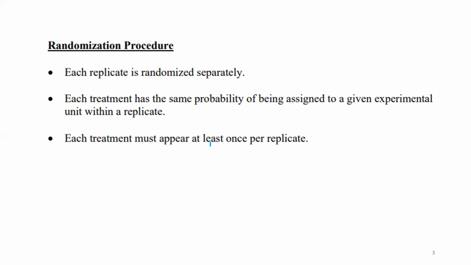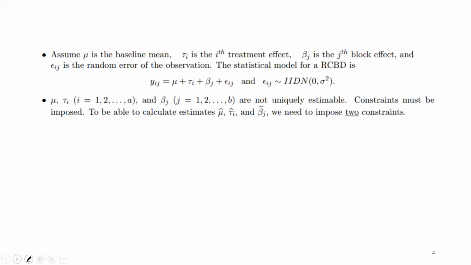Now with the RCBD model, we have to deal with treatments and replications. So we need to protect the randomization with respect to the replicates. Each treatment must appear at least once per replicate, so each treatment has at least one observation, and that observation should be a randomized observation. That's the point of this slide. You can read the handout leisurely again. I'm moving on to the next slide.